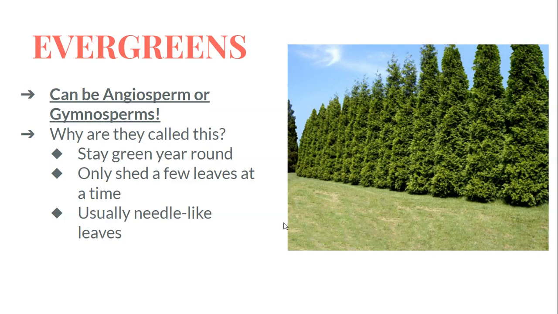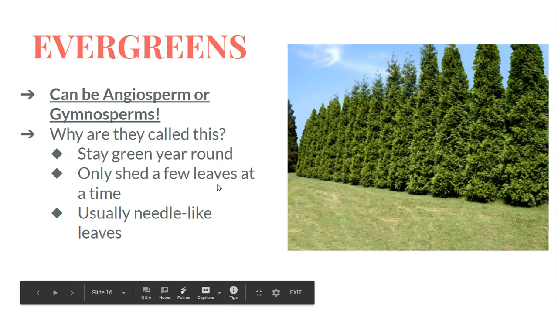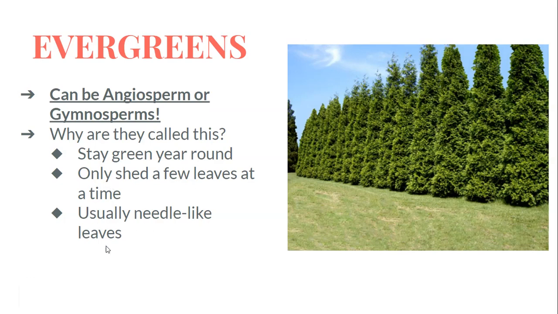So the reason they are able to do this, okay, and this is for question number 9, they're able to stay green year round because they're only shedding a few leaves at a time, and they usually have needle-like leaves. So what that means is the reason they have needle-like leaves is because it provides more insulation for the water layer that's in the leaves. So it's kind of like a big, huge blanket that's wrapped around that water layer that will stop it from freezing.